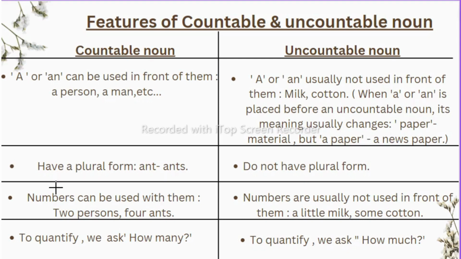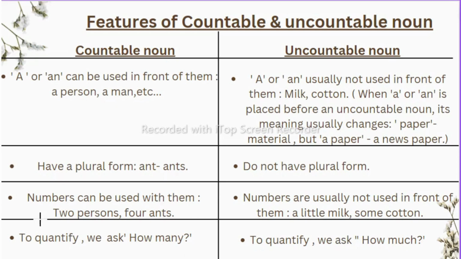Now let us see the second one. Countable nouns have plural forms, like ant becomes ants, boy becomes boys, girl becomes girls. And the uncountable noun does not have plural forms. We cannot say milks or cottons. It doesn't have a plural form.